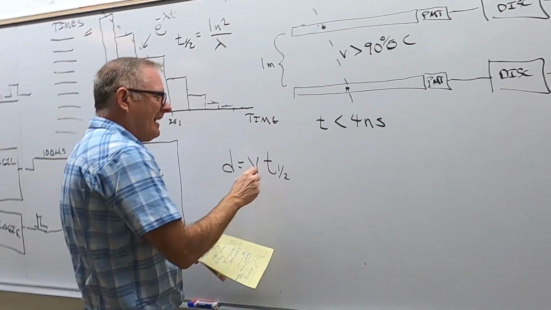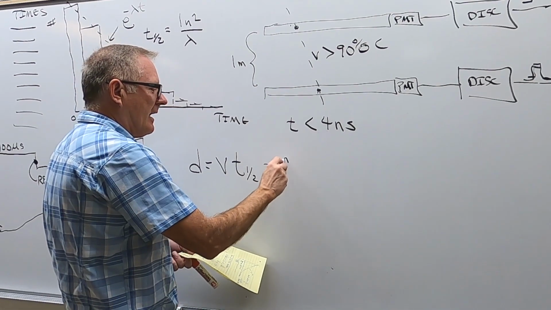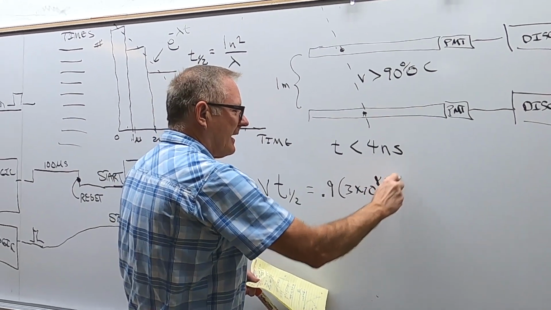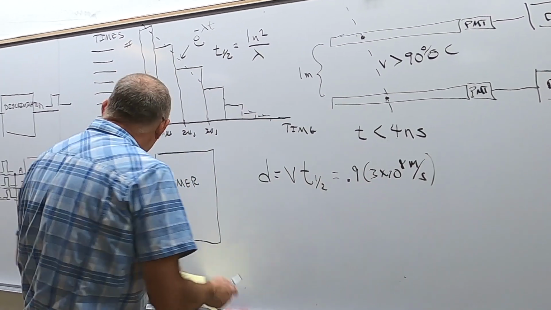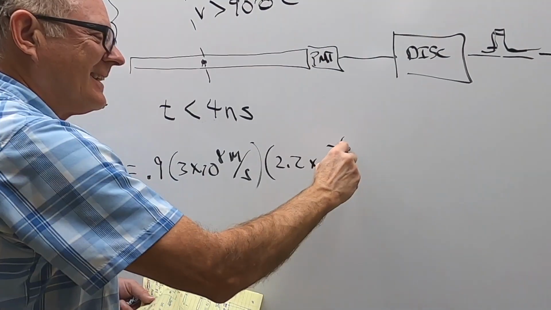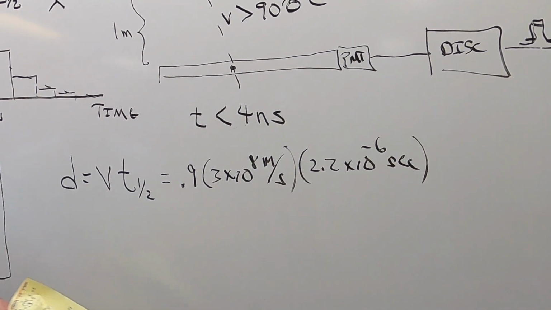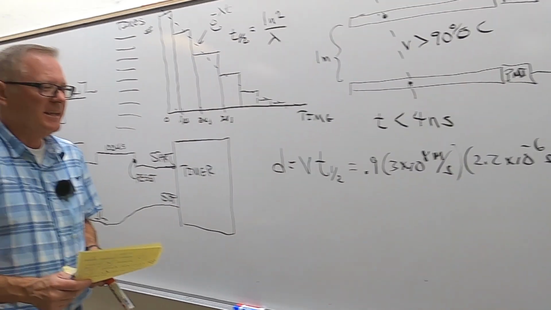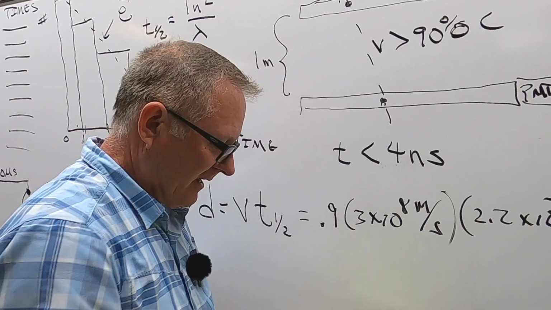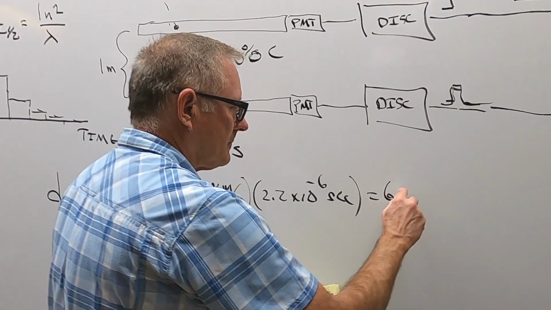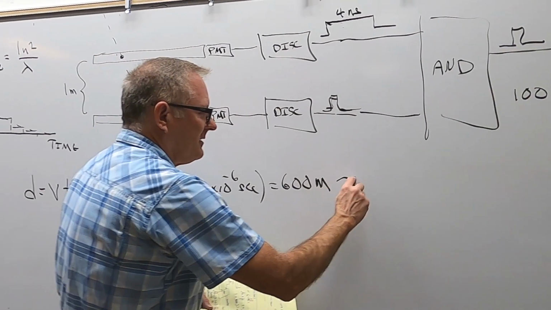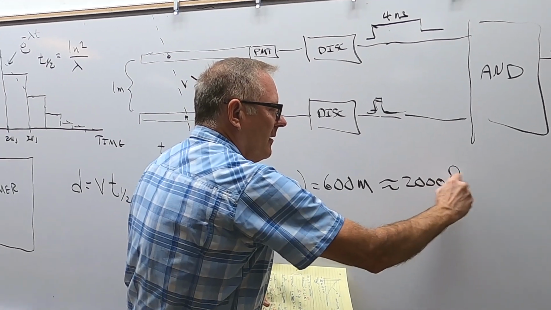So if we plug in 90% the speed of light, so it's 0.9, and then the speed of light is 3 times 10 to the 8th meters per second. And then we plug in the half-life, which is 2.2 times 10 to the minus 6 seconds. This will tell me about how far they'll go before they decay. And this gives you about 600 meters, which is around 2,000 feet.